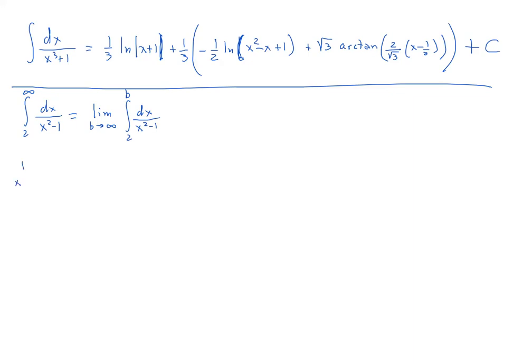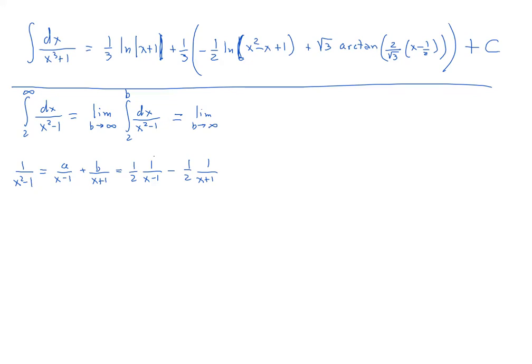This has a simple partial fraction decomposition, much simpler than the previous one, which, to speed things up a little, let me just say that this is 1/2 times 1 over x minus 1 minus 1/2 times 1 over x plus 1. And so this will become the limit as b tends to infinity. What is an antiderivative now for this function?